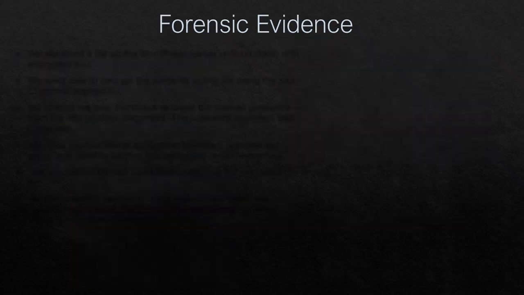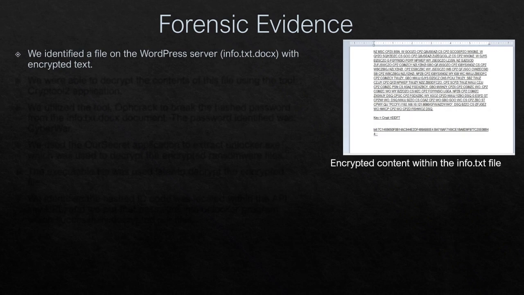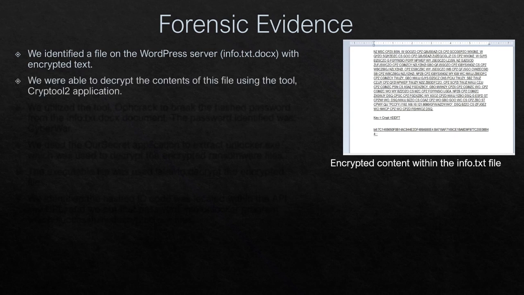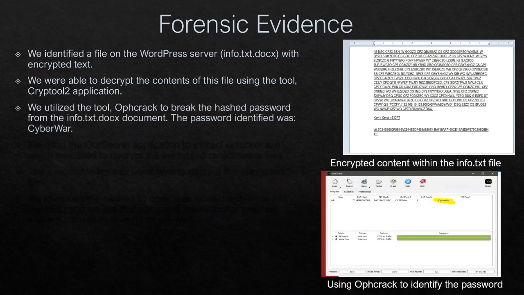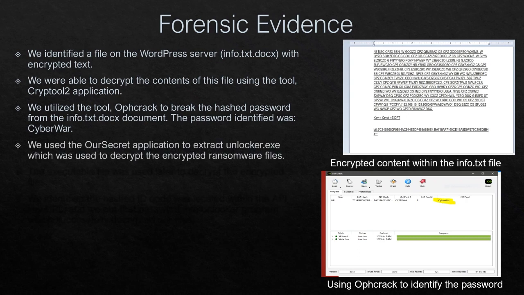A few key pieces of evidence are listed here. First, we identified a file on the WordPress server, the info.txt.doc file, with encrypted text. We were able to decrypt the contents of this file using the tool crypttool2. We then utilized the oathcrack tool to break the hash password from the info.txt.doc document. The password that was identified was cyberwar. We then used our secret application to extract the unlocker.exe file, which was used to decrypt the encrypted ransomware files. The encrypted file was later used to decrypt the encrypted files.